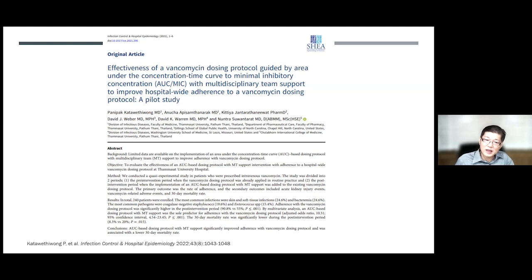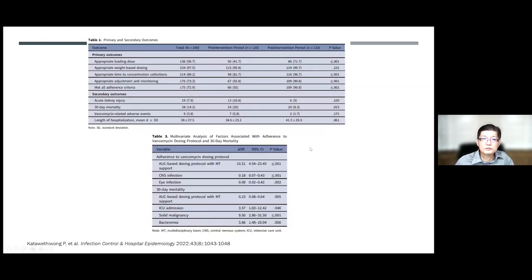The result is that we were able to achieve significant adherence as well as significantly reduce 30-day mortality in the patients. This is an example of the outcome that we use to monitor the vancomycin dosing strategy using the AUC per MIC strategy during the post-intervention period, after we implemented the multidisciplinary team.